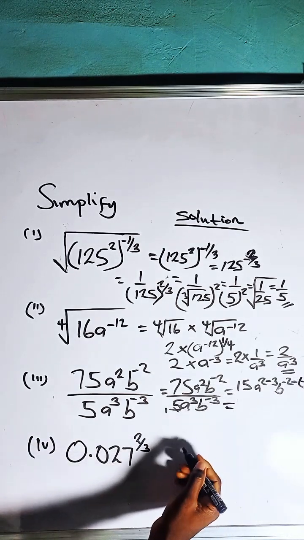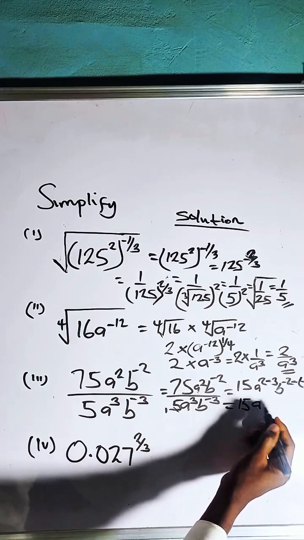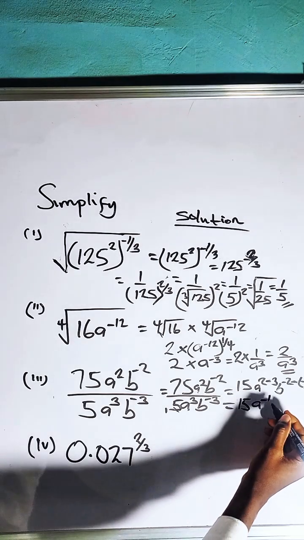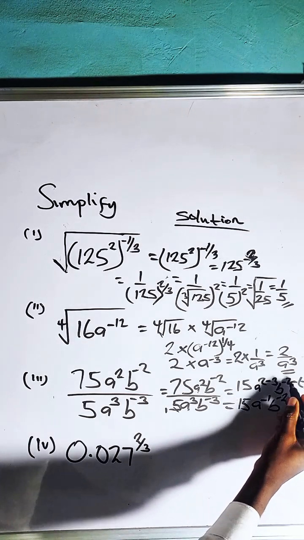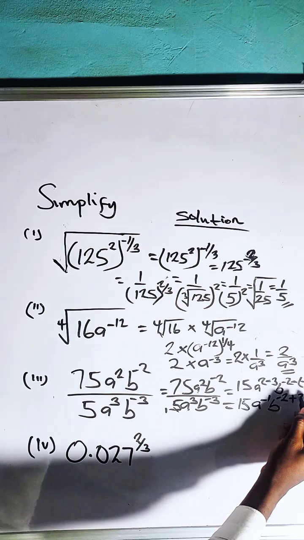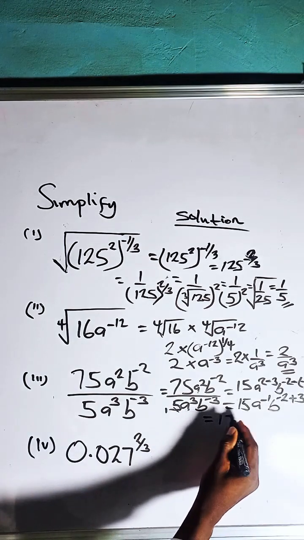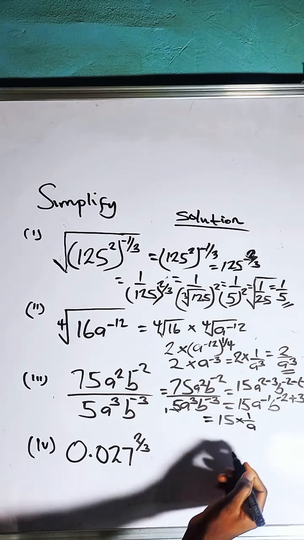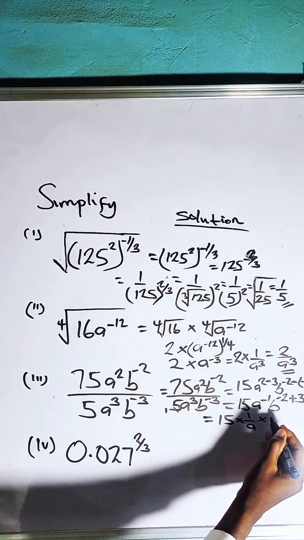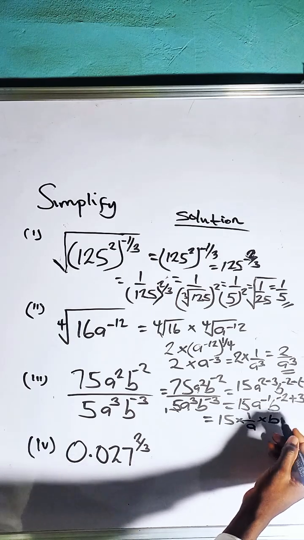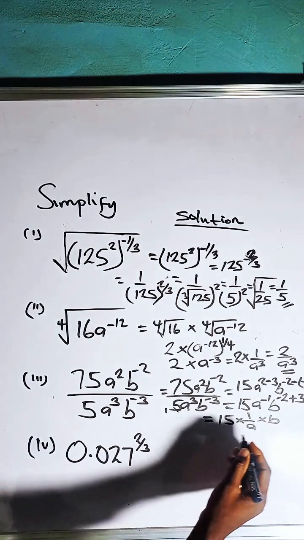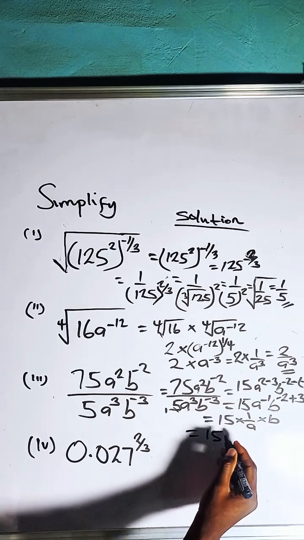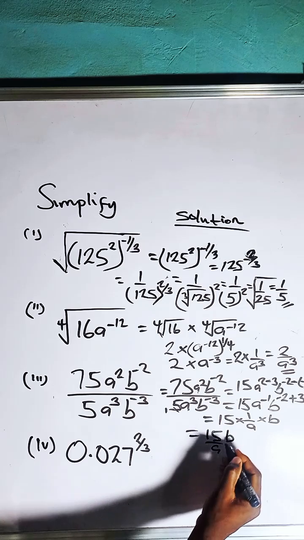So we have 15a, and 2 minus 3 is minus 1. For b we have minus 2, minus minus 3, and minus times minus is plus, so this is plus 3. So we have 15. For a raised to the power minus 1, we have 1 over a. And for b, minus 2 plus 3 is 1, which is b. So we can express our final result as 15 times 1 over a times b, so we have 15b over a.